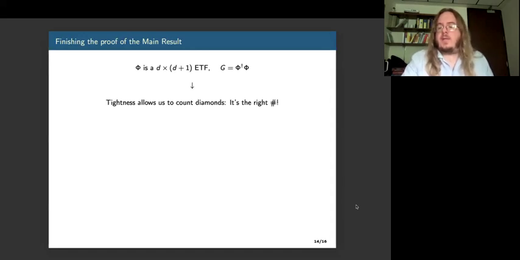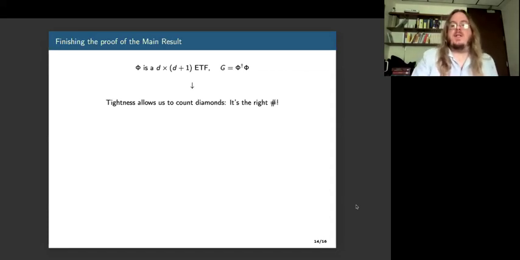Why is this true? Well, tightness, remember, was a condition on the spectrum. It tells me what the minimal polynomial divides. I also know what the rank of G is, and I know that G is skew symmetric, so in particular, it's diagonalizable. So all this information together is going to tell me exactly what the characteristic polynomial of G is. So I can just compute it. And then I go find that coefficient. And once I find that coefficient, I can find the number of diamonds that I have.